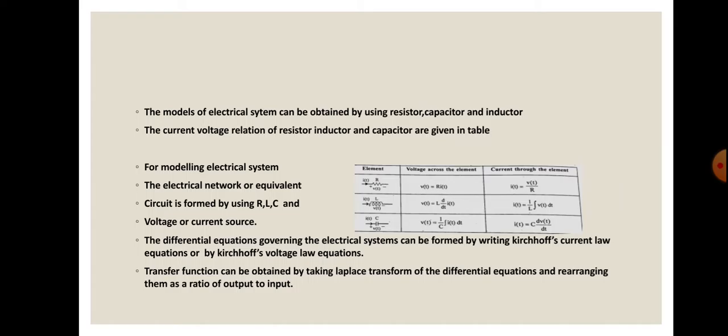For modeling an electrical system, the electrical network or equivalent circuit is formed by using resistor, capacitor and inductor, also voltage and current sources. So in order to solve an electrical system, we need these three components: resistor, capacitor and inductor. We have to form the equivalent circuit of that electrical network, and that equivalent circuit will contain resistor, inductor and capacitor.